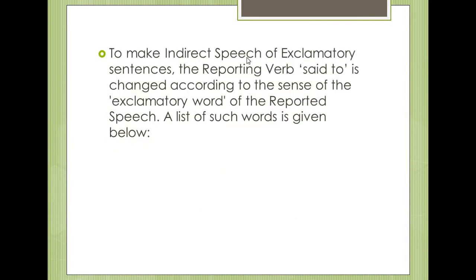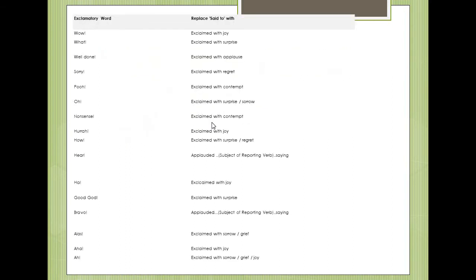To make indirect speech of exclamatory sentences, the reporting verb "said to" is changed according to the sense of the exclamatory word of the reported speech. Here is a small list of words given below. These are all exclamatory words, and "said to" is replaced with a word matching the emotion the sentence exclaims.